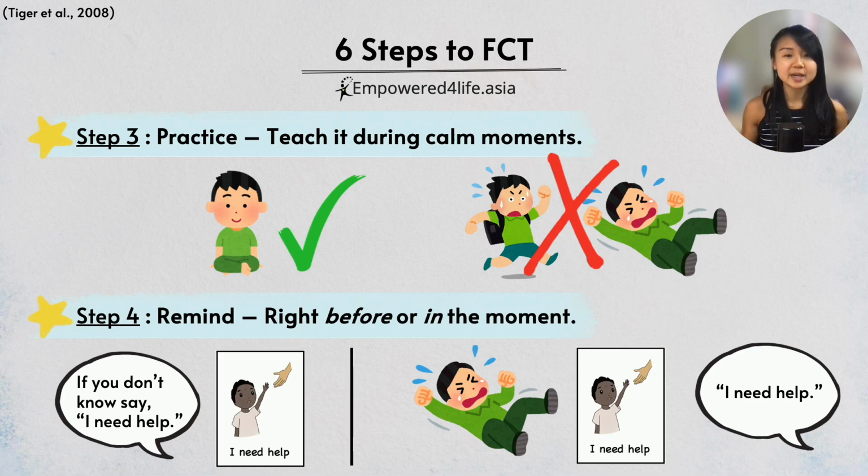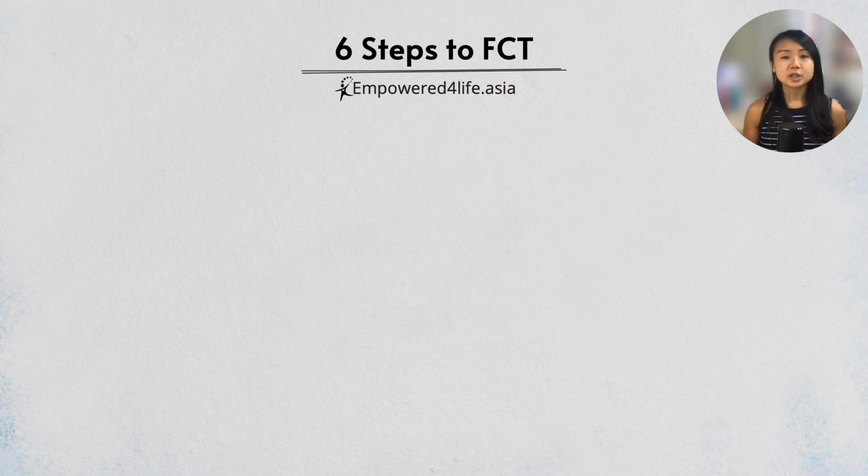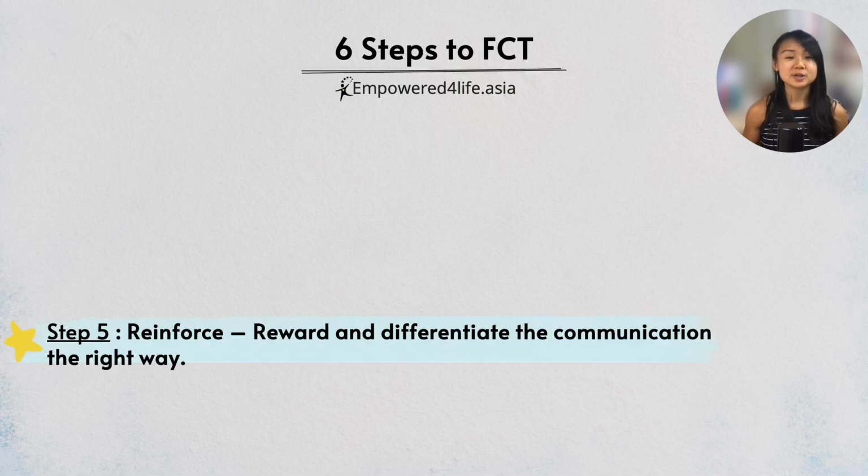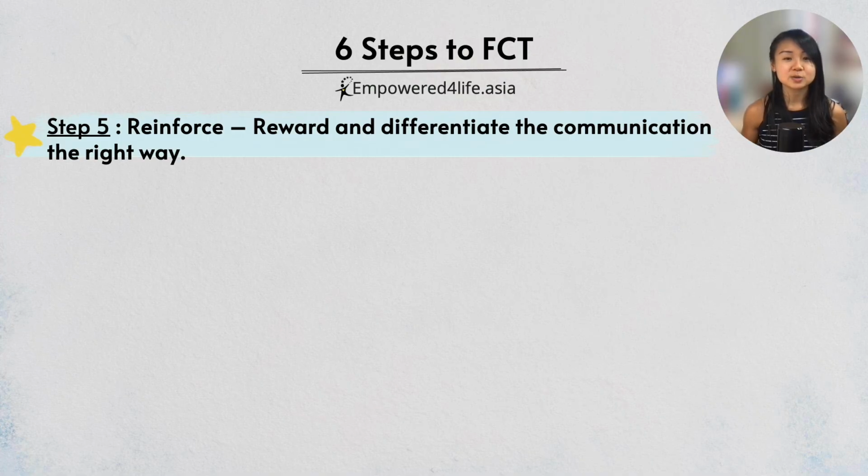So he starts to get used to the idea of, I can use my words and I immediately get the help, which is easier and faster to get to my goal. Now that your child has learned to ask, whether independently or with prompts, they are pausing to communicate instead of reacting to the challenging behavior or continuing in the challenging behavior. That's a win. So we're going to move on to our step 5, which is to reinforce.